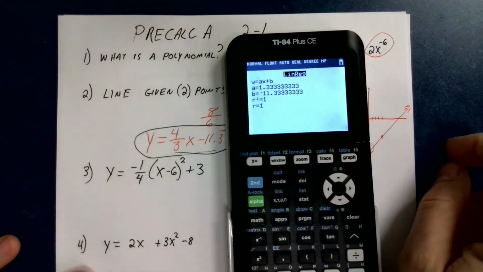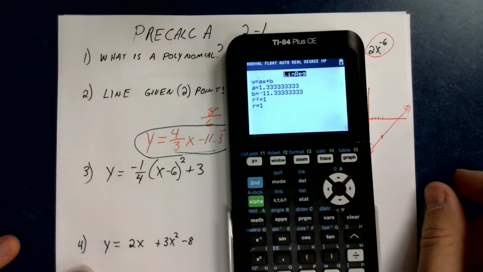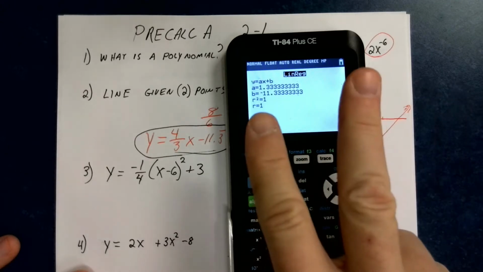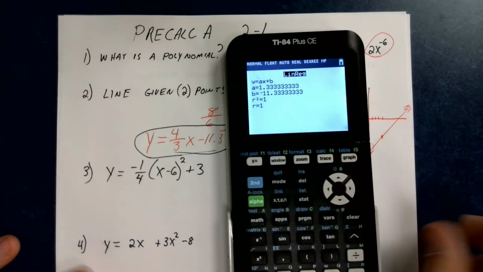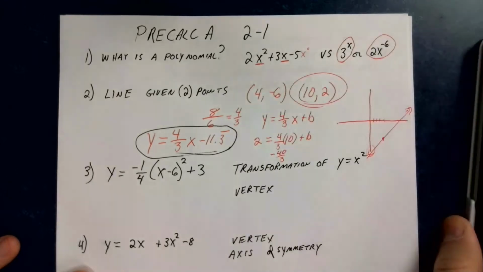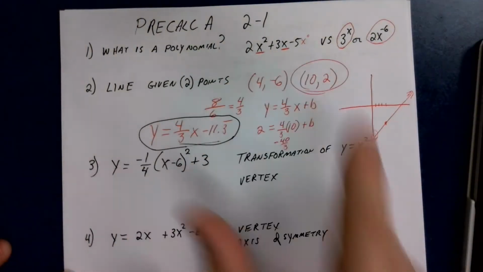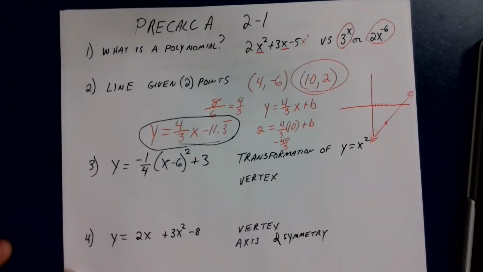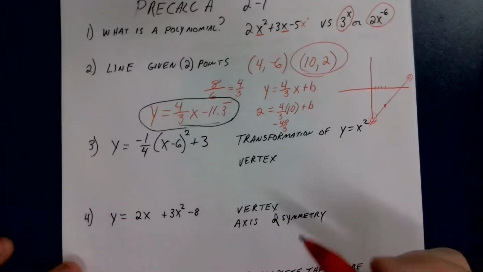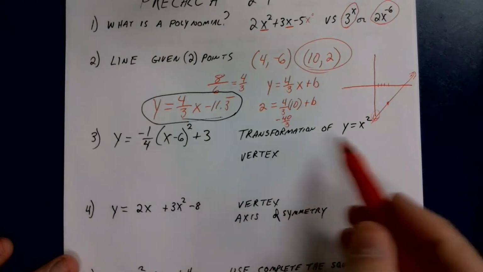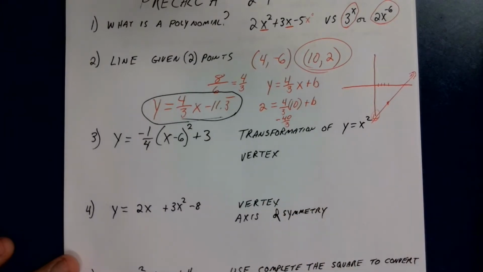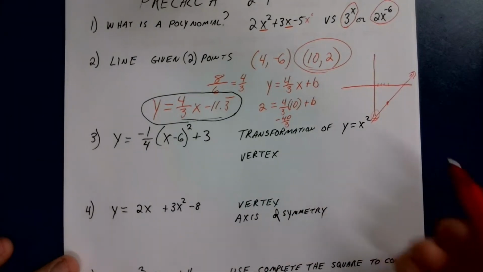R value, of course, is 1 because you can't have an R value that's less than 1 when you only have 2 points for a line. You can if it was for something else. Okay. So that's one of the things that we'll do with it. Next one we're going to talk about right now is transformations of x squared. And we talked a little bit about this in section 1-6, just kind of a reminder again.